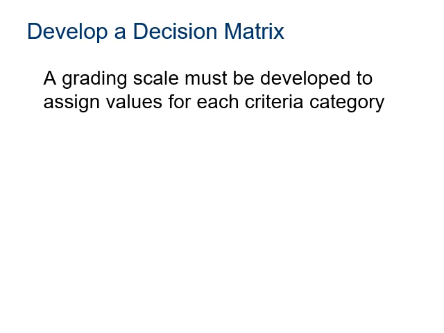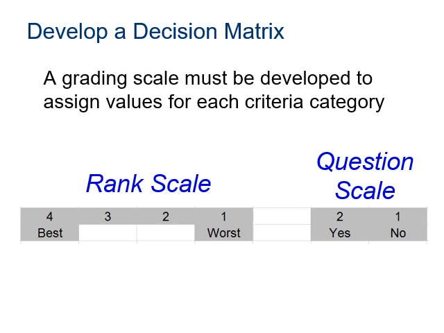To develop our decision matrix, we're going to develop a grading scale. The grading scale we need in order to be able to assign values in order to compare or score different options. Some of them we're going to rank on a scale of 1 to 4. 1 being the worst, okay, 4 being the best. Kind of like a baseball or basketball score. The bigger number is better. And then a question scale, for yes or no questions, the no is going to be a 1 and yes is going to be a 2.